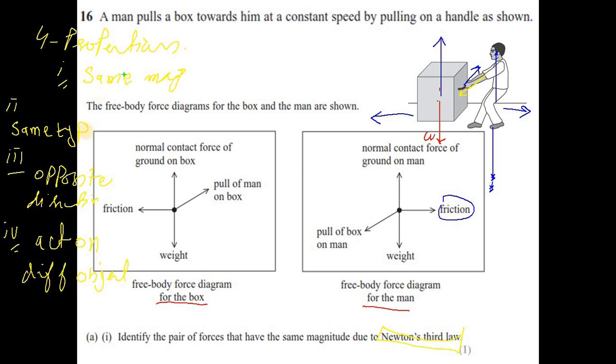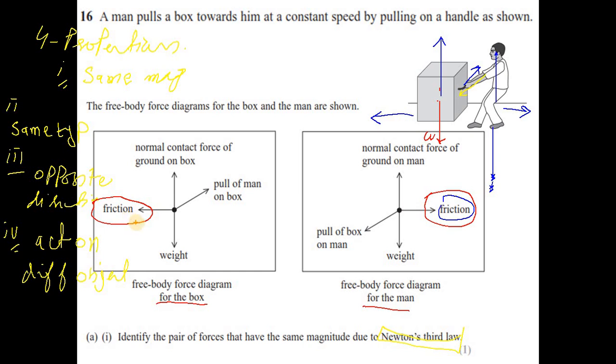So if you apply in both the diagram, if you see the normal contact force of the ground on the box, and this is normal contact force of the ground on the man, they cannot be the Newton third law pair. Most of the time, students get confused thinking this friction and this friction as Newton third law pair, which is absolutely wrong.